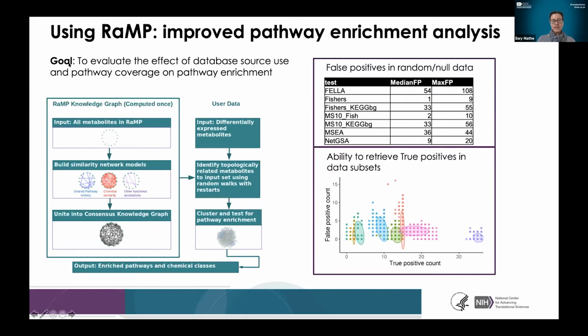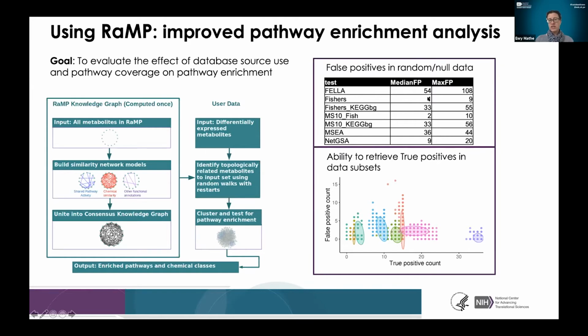And so recently, the goal was to evaluate how this method was working, but also to evaluate what the effect of the database source had and also the pathway coverage on pathway enrichment. And so remember that RAMP has information from four different databases. And so you could look at one database at a time or two or all four. And I'll give you some examples of the validations that we're running.